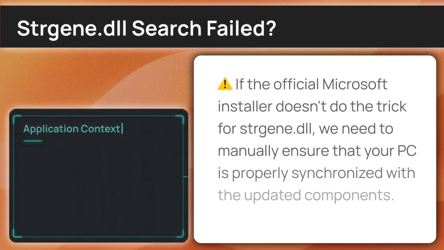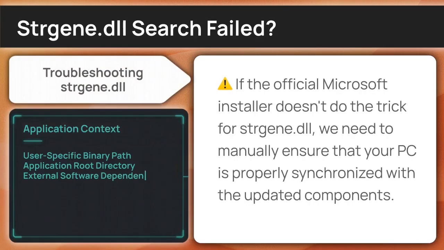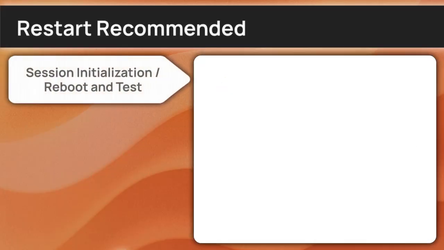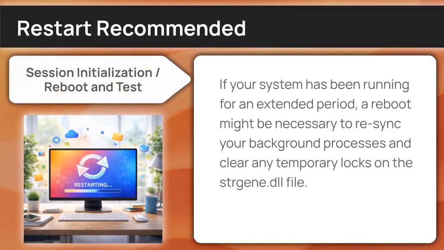If you're still finding yourself stuck after the reinstall, our next priority is to check for any active blocks in the system path. A quick reboot can determine if the error is transient. While it won't fix a deleted file, it can re-establish the connection between your software and the Strgene library file if the path was temporarily busy.